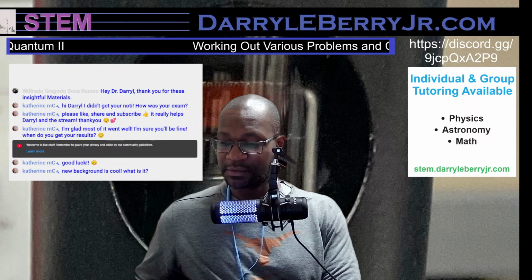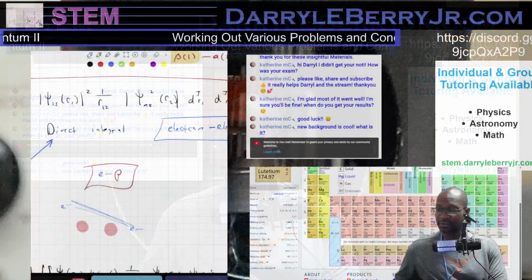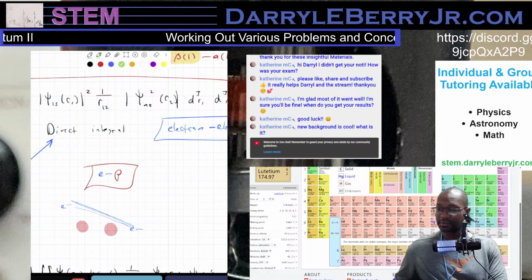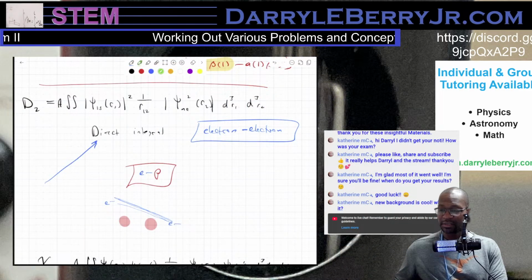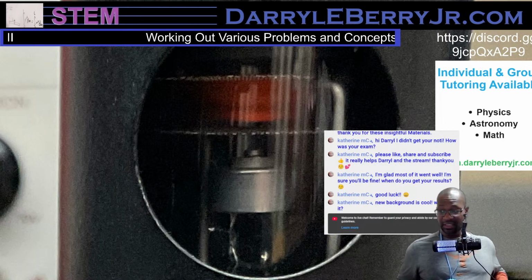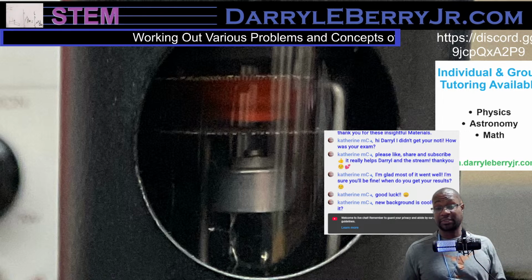So, what I need to do is go to the share screen, this share screen, and take off the pad. There we go. So in my modern lab, one of the experiments I did was Franck-Hertz.